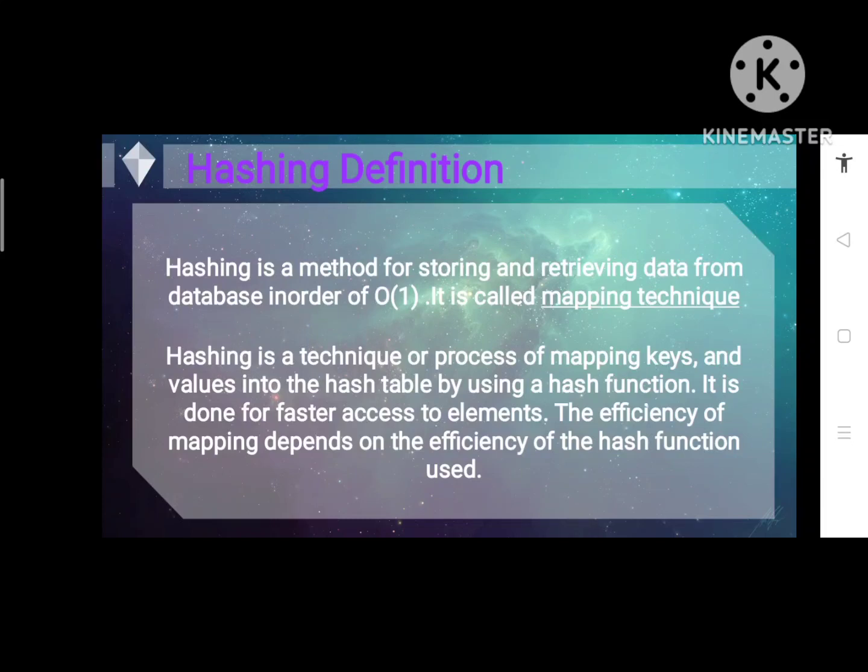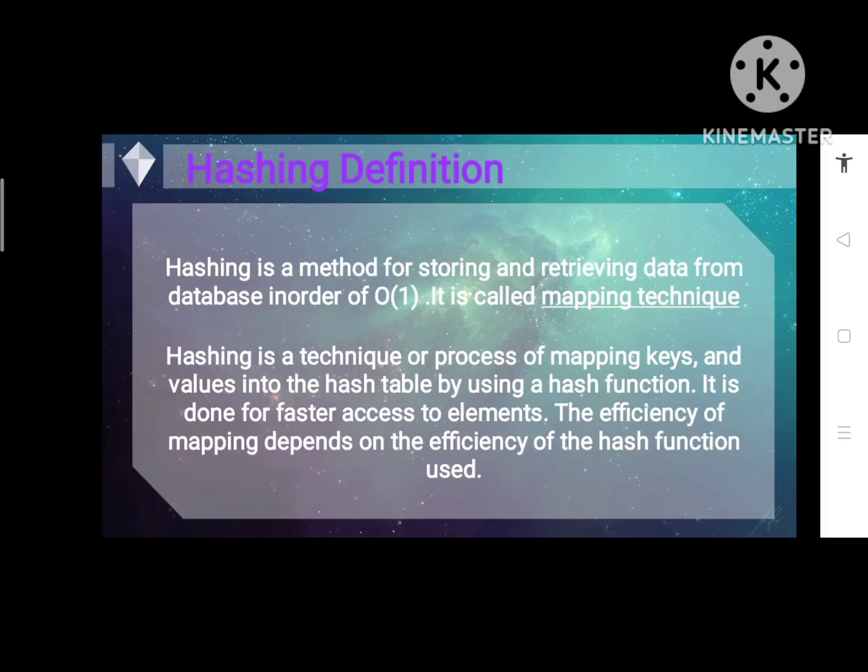These three are hashing terminologies. It's done for faster access to elements. As I told you in the previous slide, hashing is used because we need to access elements in a faster way. We need to use hashing because it does storing and retrieving at a constant time. That's why it accesses faster than other data structures. The efficiency of mapping depends on the efficiency of the hash function used.